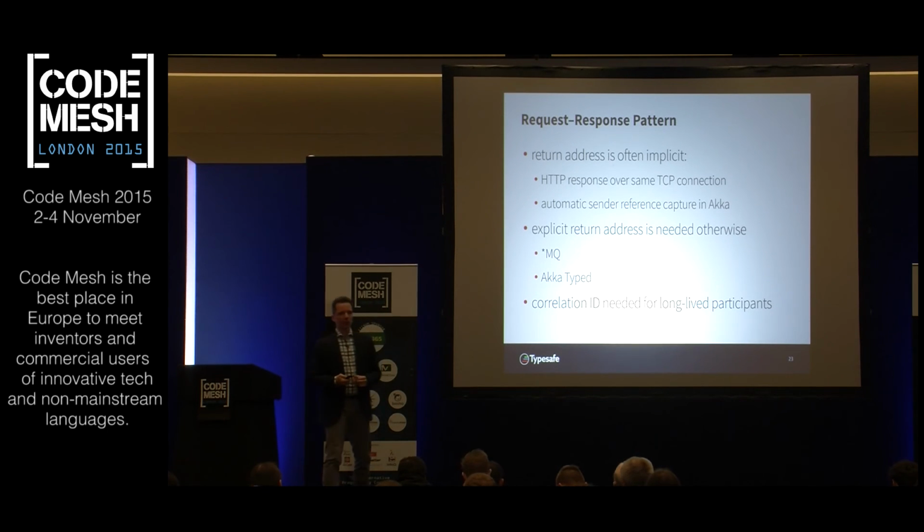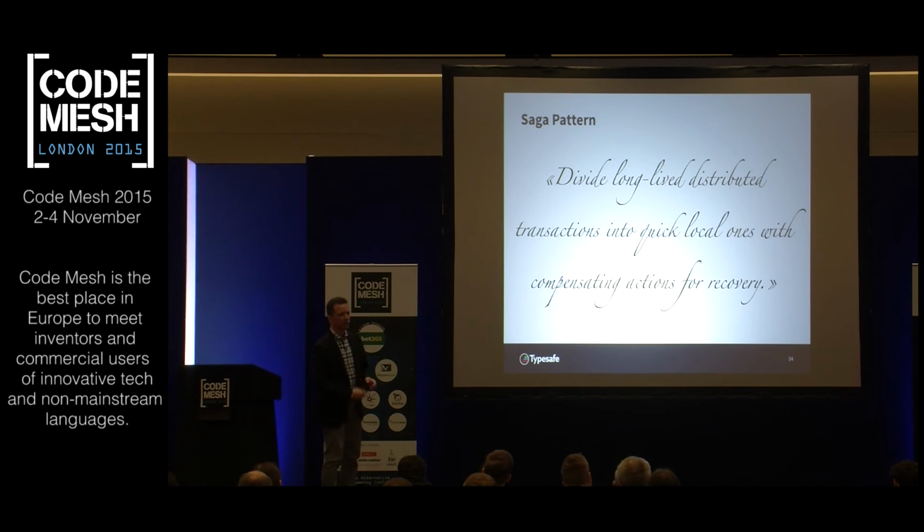So this is request response. But the last pattern that I'm talking about is probably the most interesting one. Unfortunately, or fortunately, I should say, it has been covered this morning already by Martin Kleppmann. I think better than I can cover it here. So the Saga pattern says, divide long-lived and distributed transactions into quick and local ones with compensating actions for recovery.